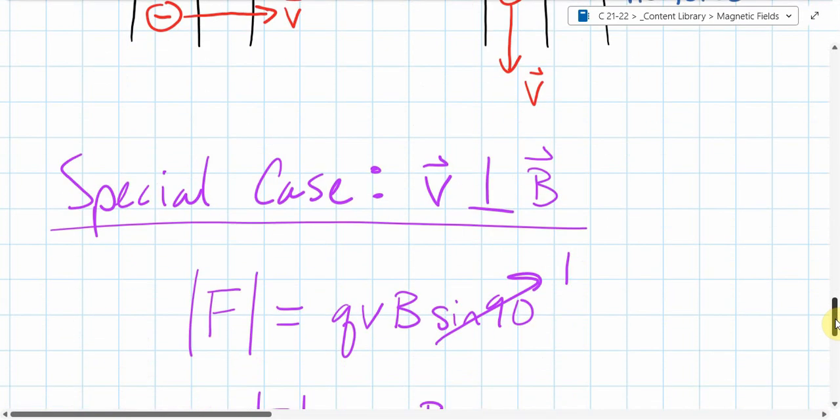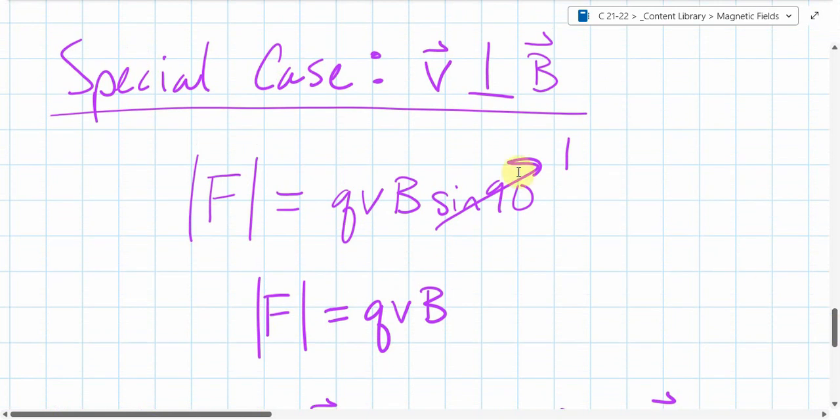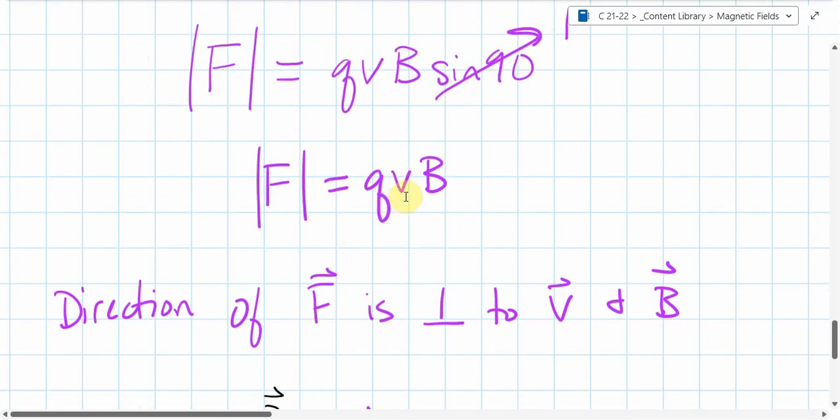Oftentimes you will be asked about the special case where velocity is not only not parallel to the magnetic field, but is literally perpendicular. This is a nice one because if V and B are perpendicular to each other, then you're doing the sine of 90, which is 1. So the force just becomes QVB. That's it. And then the force is perpendicular to both V and B.